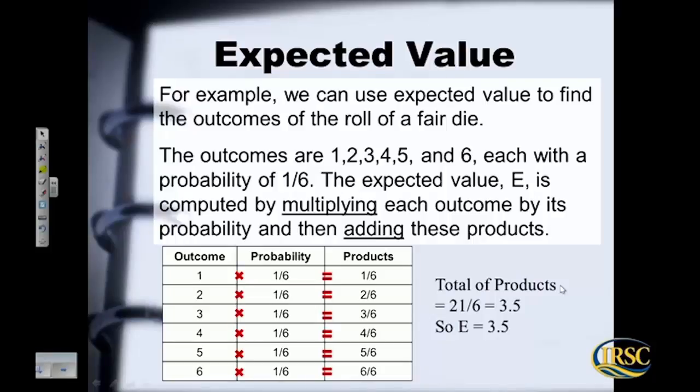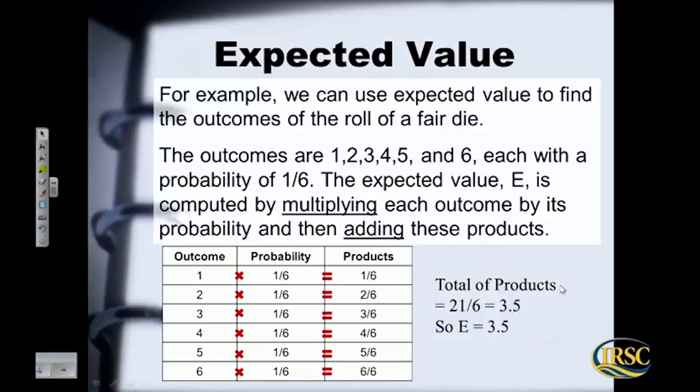Now, what this means is that over the long run, you will have on average a 3.5 when you roll the die over and over and over again. It ended up somewhere in the middle because all these outcomes have the same exact probability. If they didn't have the same exact probability, you wouldn't get somewhere in the middle.